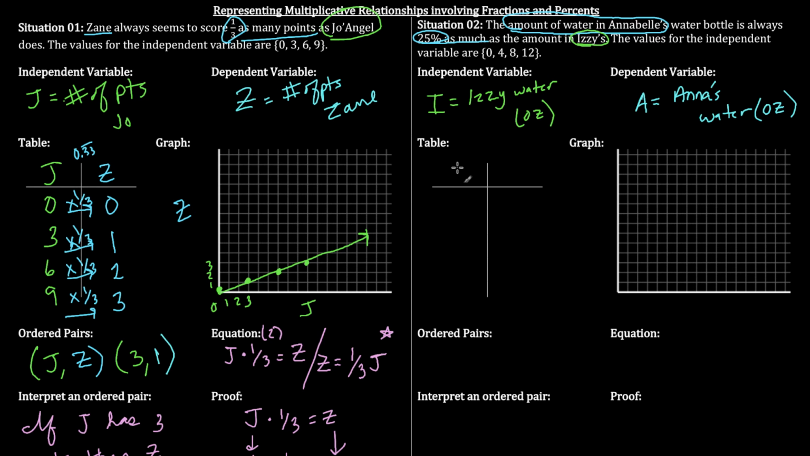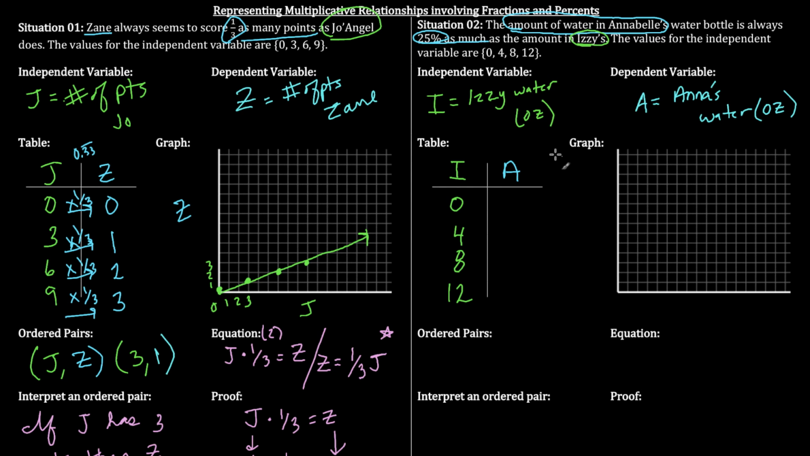And we start off with Izzy first, and it tells us the independent variable values are 0, 4, 8, and 12. And that will affect Annabelle's water bottle. The amount of water in Annabelle's bottle is always 25% as much.